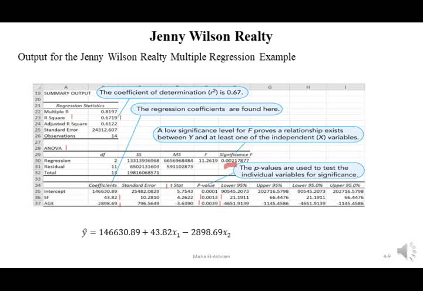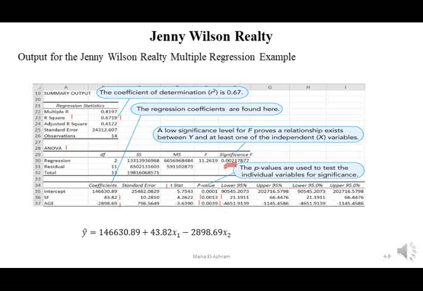Now let's move to another value that is important for us, which is R squared. R squared here is equal to 0.67. Now, how can I interpret R squared?